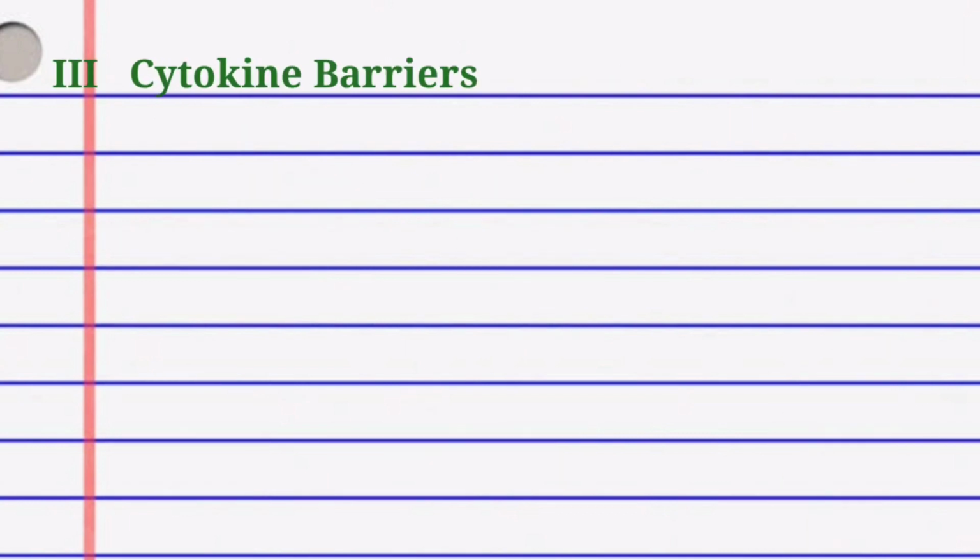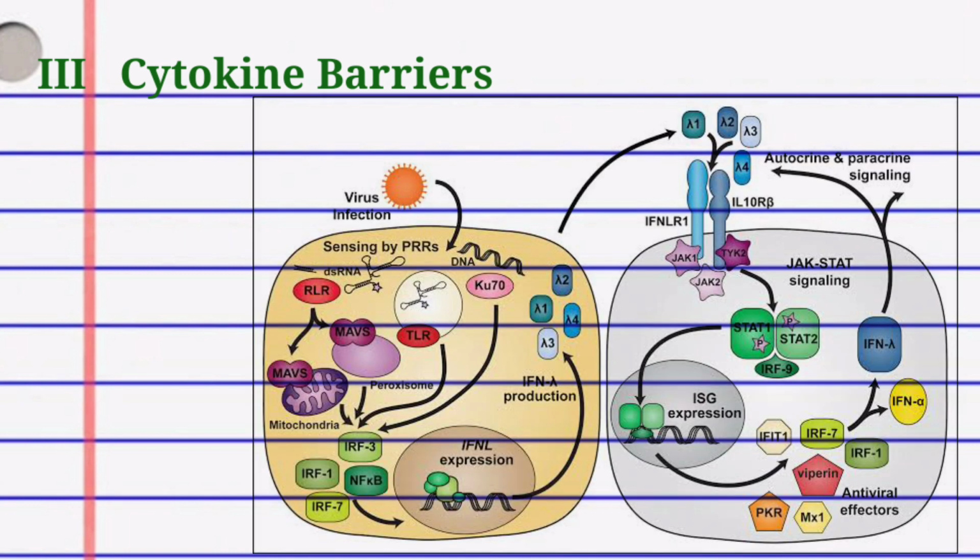Cytokine barriers. The cells in our body are smarter than we give them credit for. For instance, in case a cell in our body experiences a virus invasion, it automatically secretes proteins called interferons, which form a coating around the infected cell and prevent the cells around it from further infections.